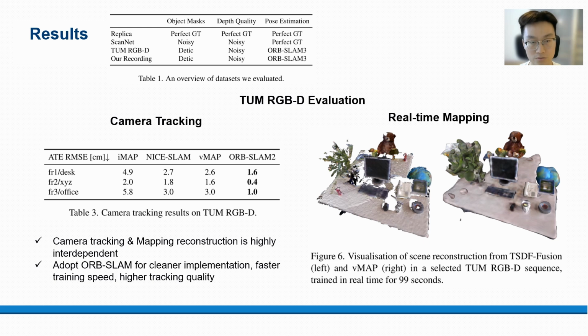We show camera tracking and real-time mapping results on the TUM RGBD dataset. The camera tracking and mapping reconstruction quality is highly interdependent. Thus, we adopt ORB-SLAM in our system for cleaner implementation, faster training speed, and higher tracking quality.